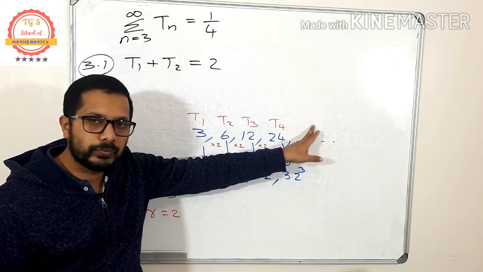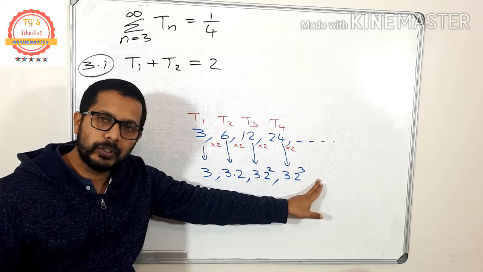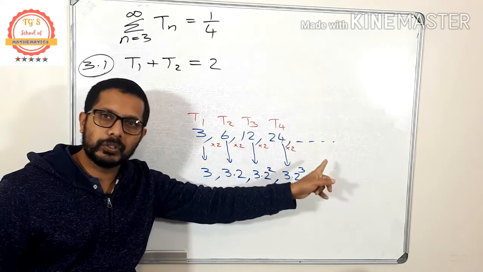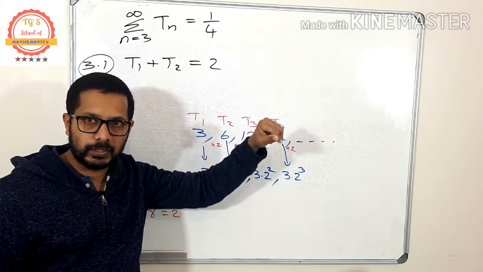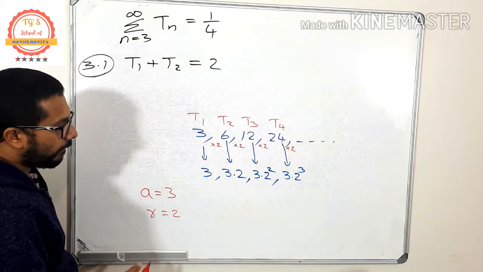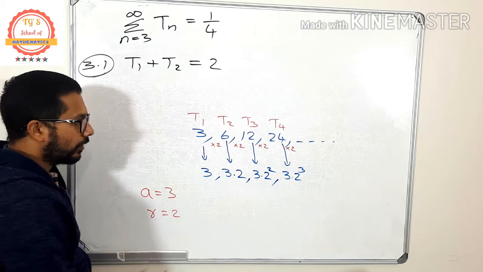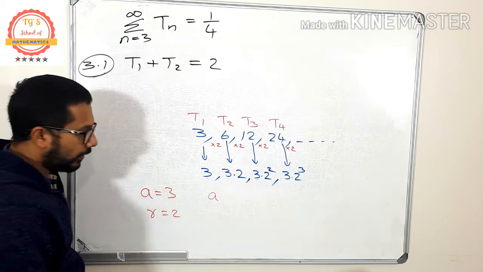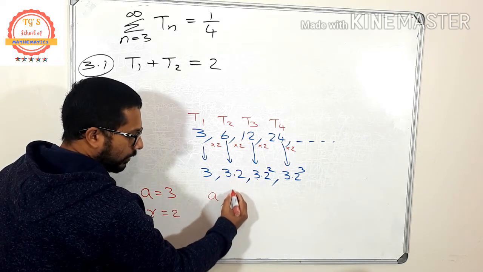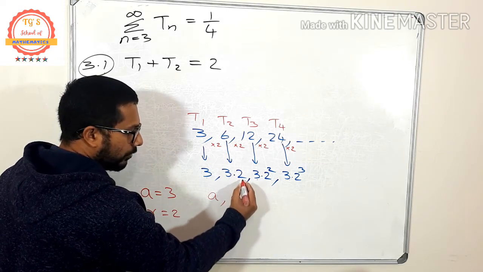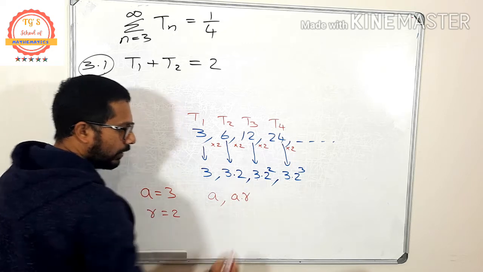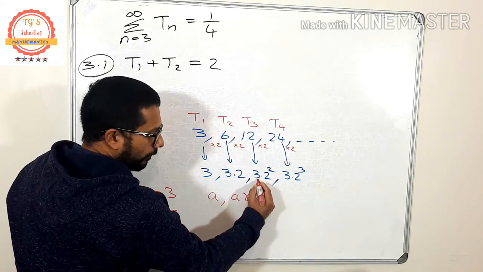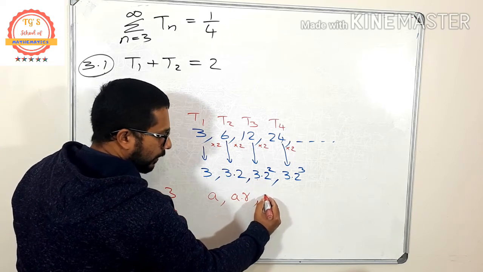When you want to find the fifth term, it is the first term times the common ratio raised to 4, one less. So if I generalize this, how can we write it? This is the first term, A. Here, this 3 stands for the first term and this 2 stands for the common ratio, so A times R. Then the third term, how can you write it generally?